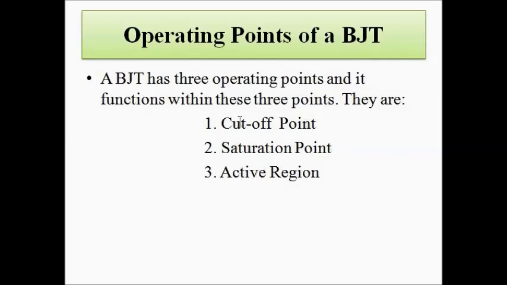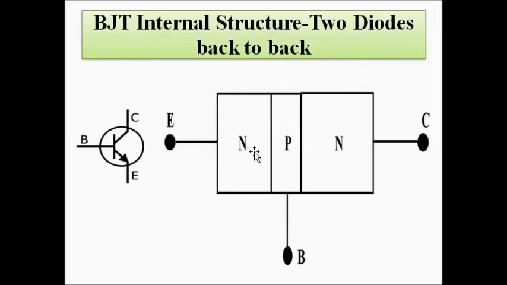And these are marked by the 2 endpoints, the cutoff and saturation point, and the active region which occupies the space between the cutoff and saturation point. Okay, so don't get confused by this. We'll slowly move into it so that you understand this entire operating mode of a BJT in a better way. Now, before we discuss the cutoff, saturation and active mode of operation of a BJT, we need to understand a bit more about the internal structure of the BJT.